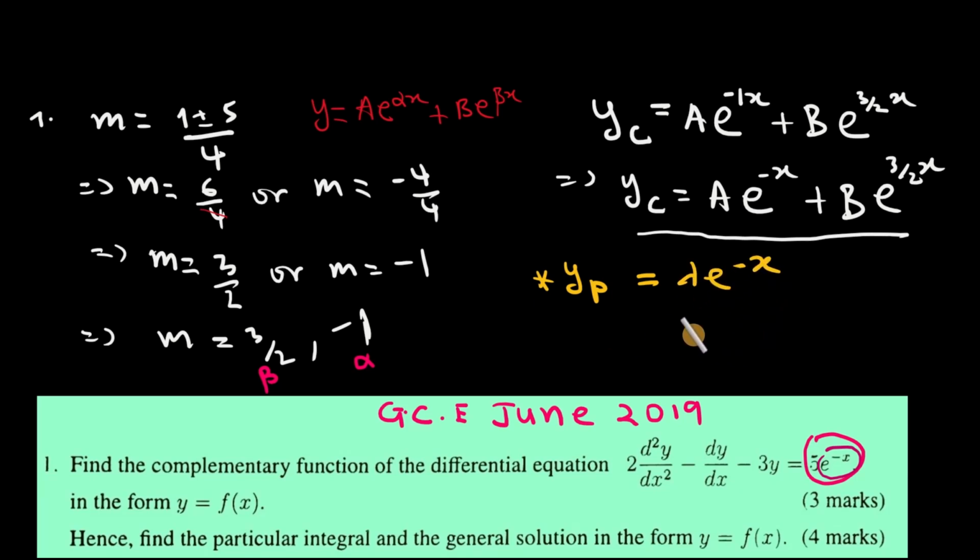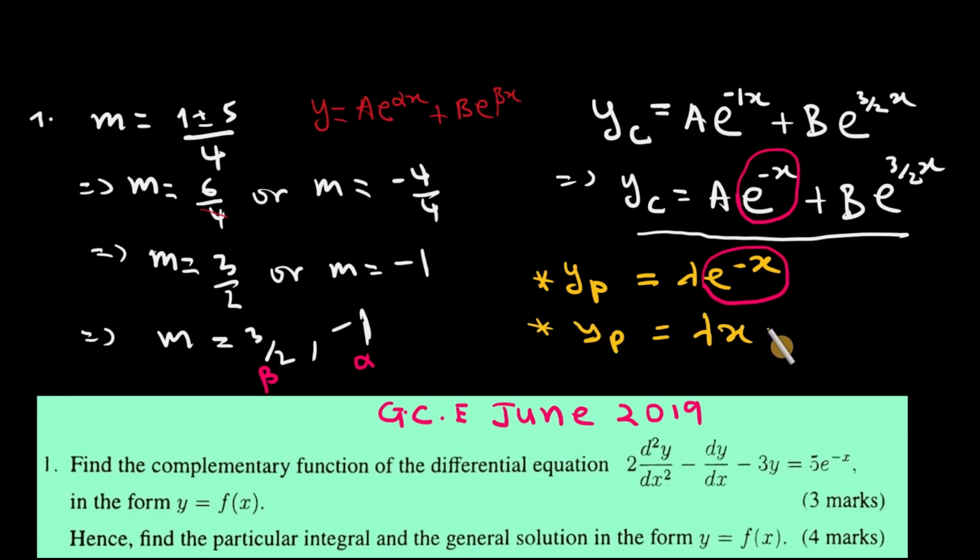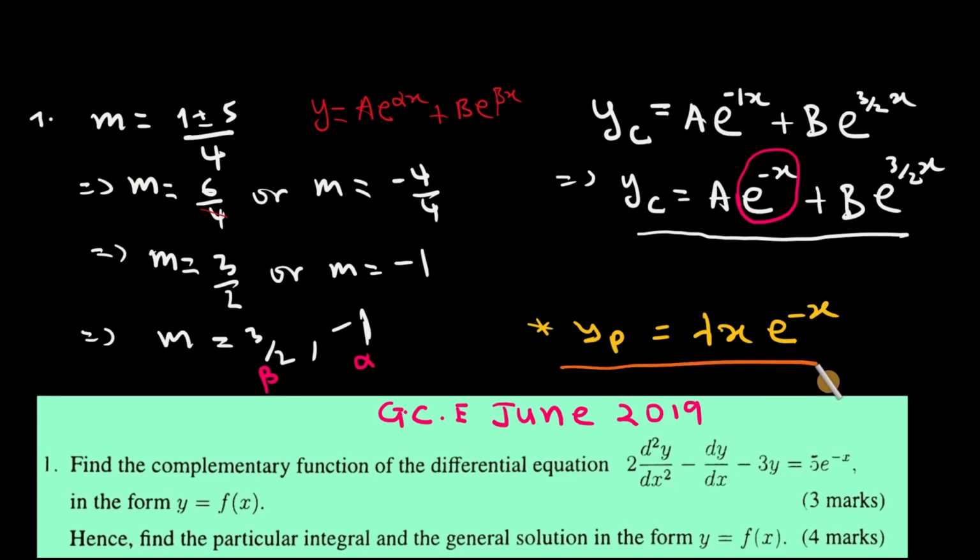But this yp also depends on the complementary function. That means if a term in the complementary function already has this exponential part attached to it, then we have to multiply the particular integral by x. That is, for this case, we already have a term in the complementary function with the coefficient e to the minus x. So we need to multiply yp by x. That is lambda x e to the minus x. So this one will be our suggested particular integral.